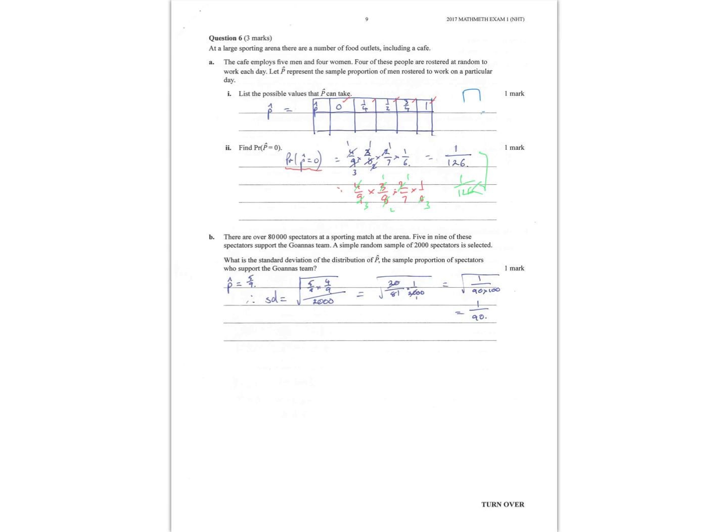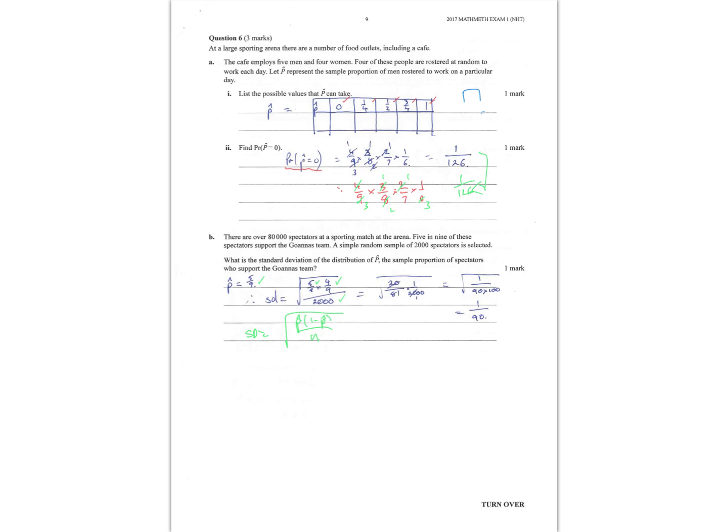Okay, so p is the proportion of people in the population, which is 5 in 9. We're told that. So p is 5/9. And the rule for the standard deviation is the square root of p times 1 minus p over n, which is where each of these values comes from. 5/9 times 4/9 over 2,000, which is the size of the sample.